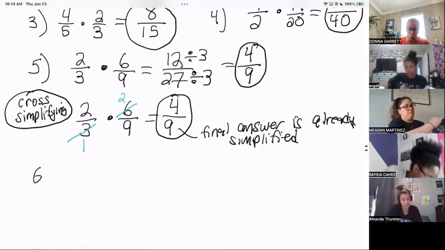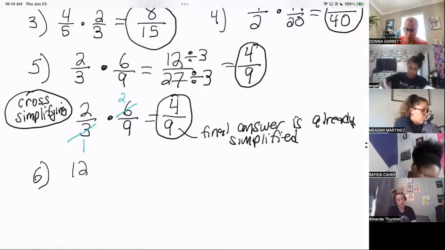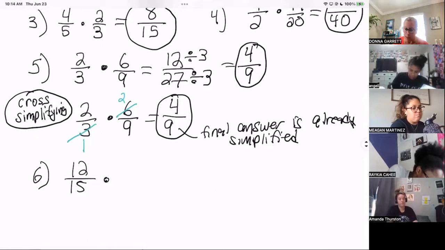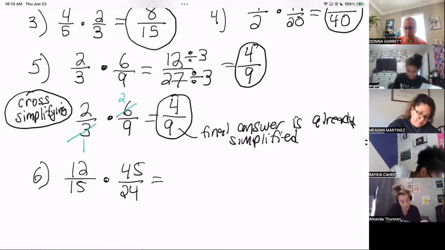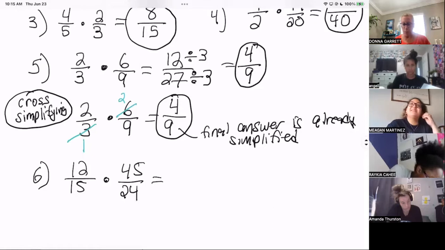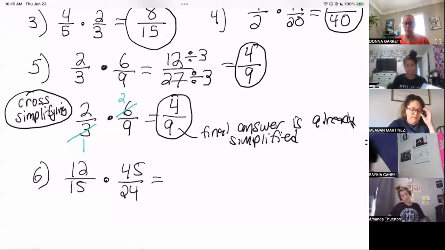Let's do some more because you won't understand it till you do a couple of them or see a couple of them. All right, so let's see. I want to do 12 over 15 times 45 over 24. Now think about this problem in particular. If I do 12 times 45, that's going to be a pretty big number. If I do 15 times 24, that's going to be another big number. And then I got to figure out how to simplify it. That's why cross simplify comes into play. So I'm going to show you how to cross simplify this.